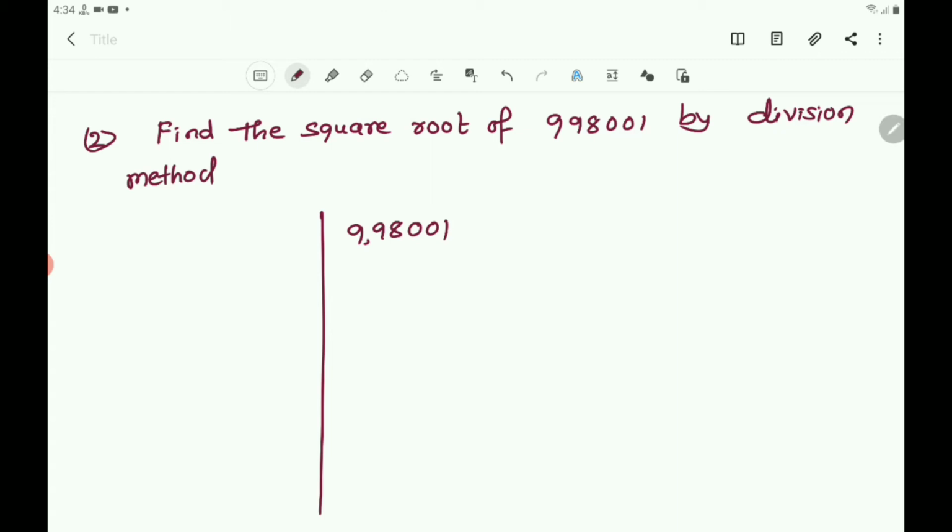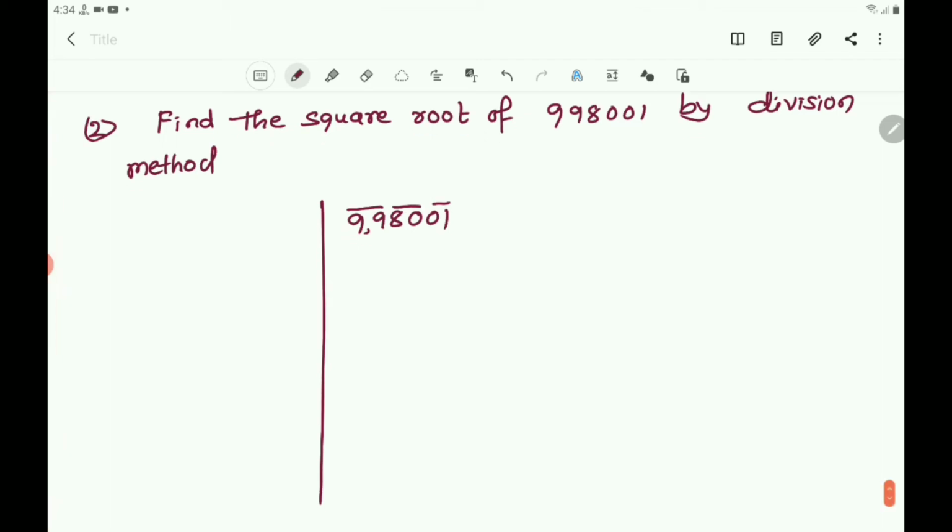Now make the grouping first. 99, 80, 01. Here there are how many digits? There are 6 digits. So its square root is having 3 digits and 3 pairs are there. 1, 08, 99, and here all the 3 pairs are having double digits only.